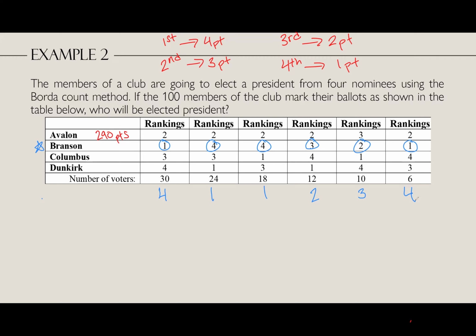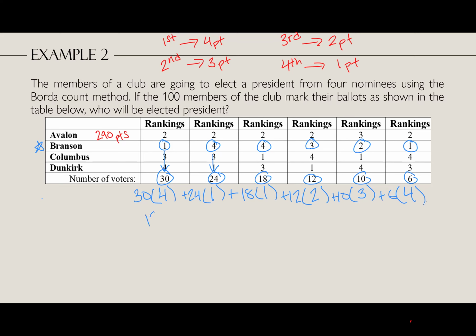But again, we have to make sure we account for the number of voters. So 30 people voted Branson first. So that's 30 times 4 points. We have 24 votes here, plus 18 votes here. 12 votes for these third places. 10 votes for this second place. And 6 votes. So I'm taking the number of votes times the number of points. So once again, we're going to multiply and then add them up.